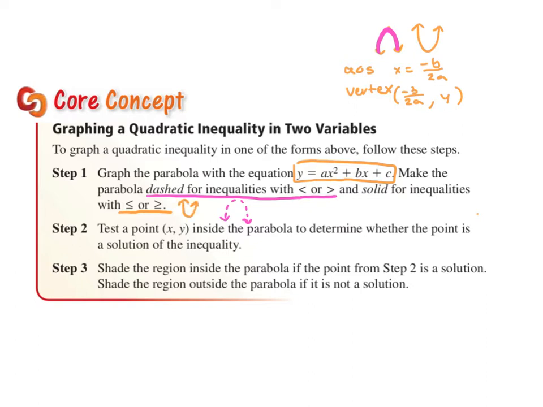All right, step 2, when graphing our quadratic inequality, we need to test a point (x, y) inside the parabola to determine whether the point is a solution of the inequality. So we're going to pick any point for x and y that falls inside of our parabola, and see if it satisfies our equation. If it satisfies our equation, we're going to shade our parabola on the inside. If it does not, then we shade the outside. So these are the steps when graphing quadratic inequalities.